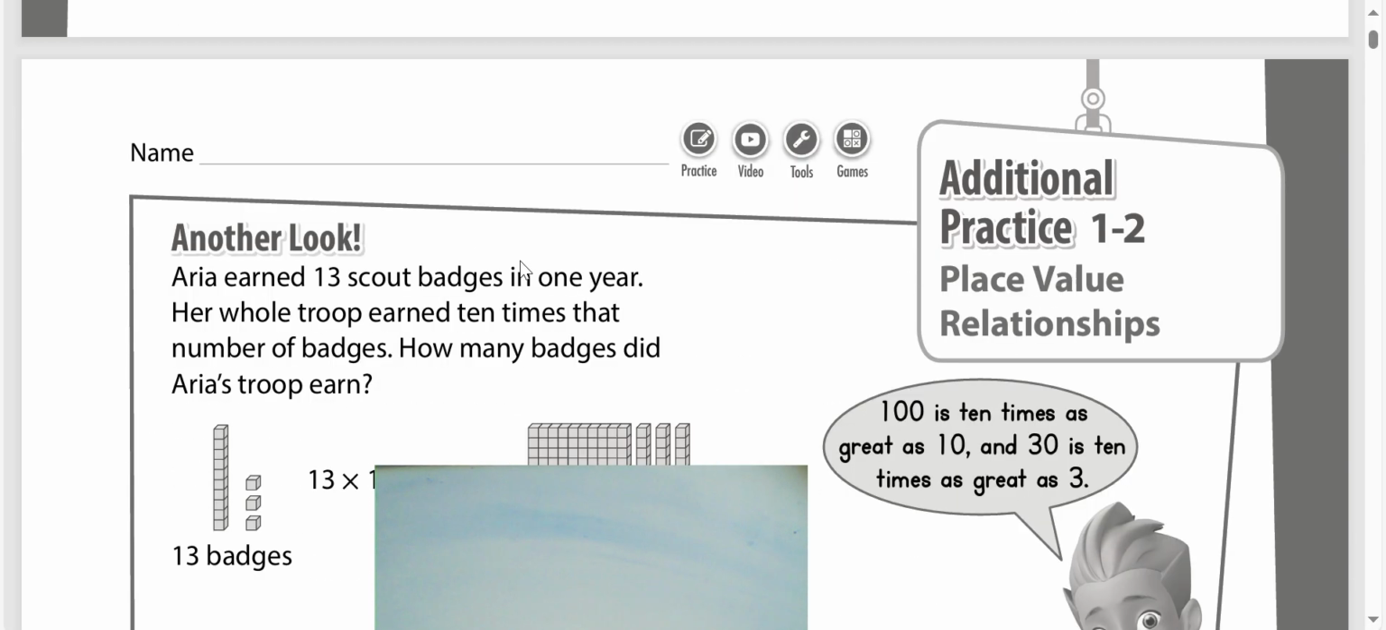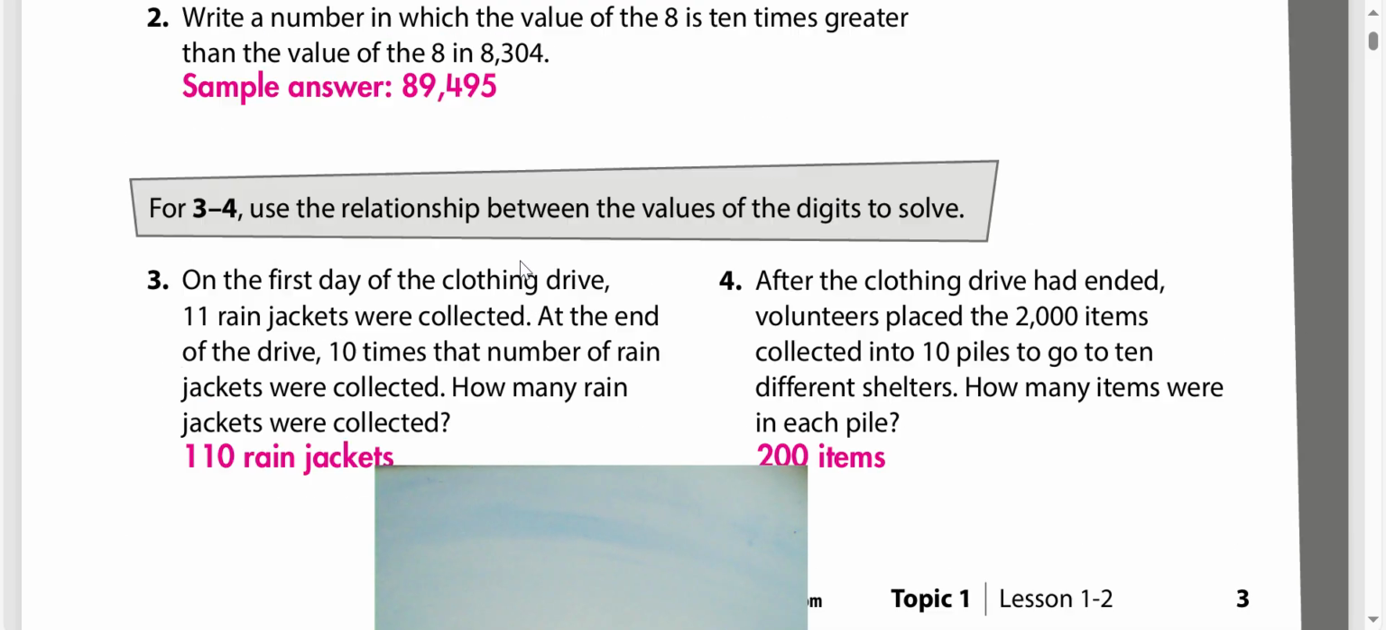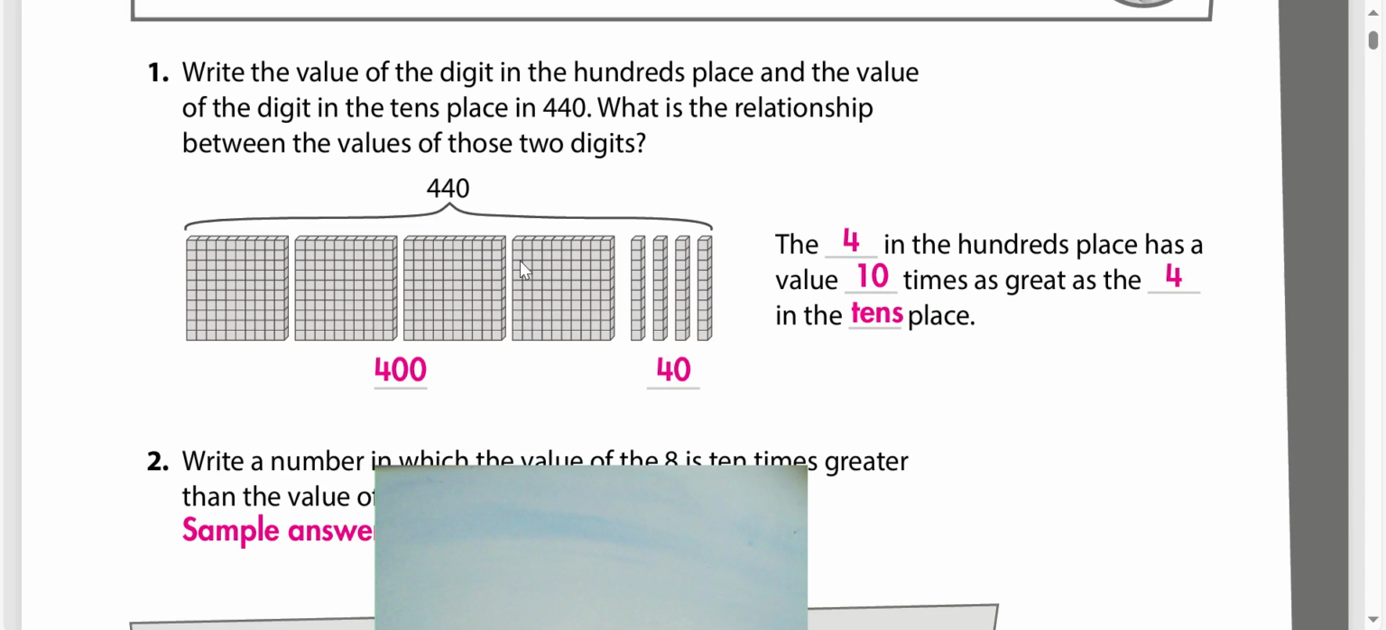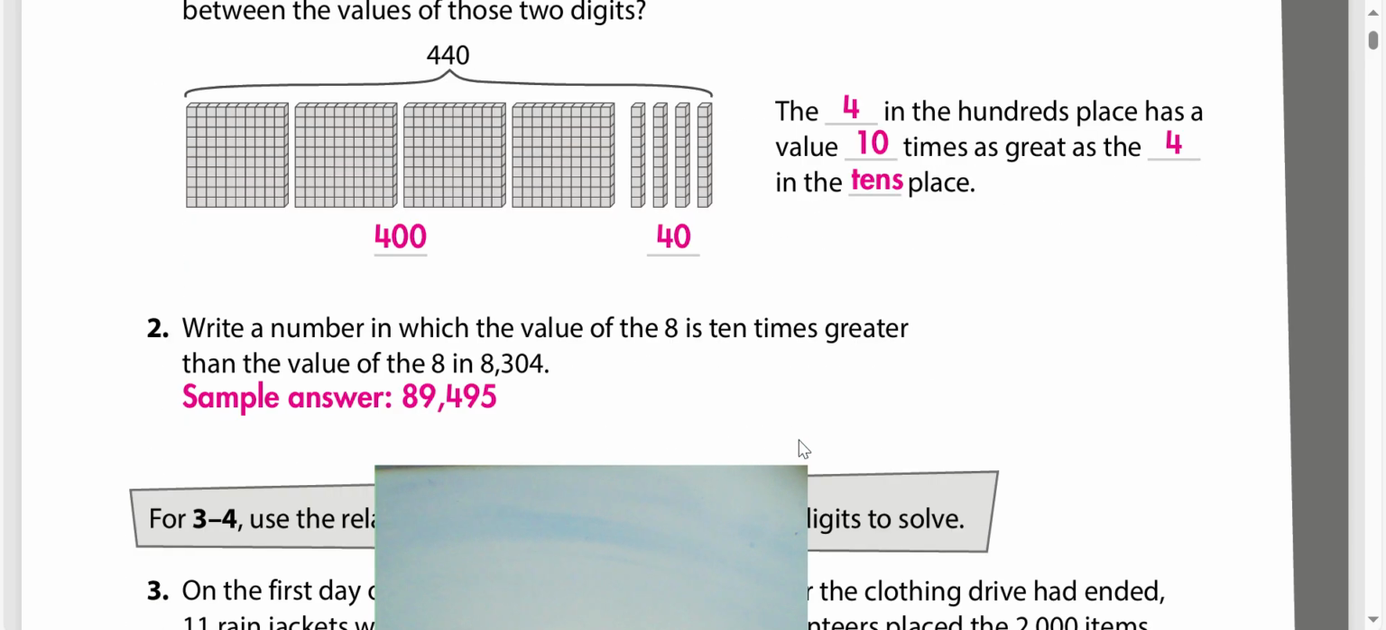Okay, next page. Talk about the value relationship between two numbers. Like the value of the digit 4 in the hundreds place has a value 10 times greater than the 4 in the tens place. 400 equals 10 times 40. Okay, write the number in which the value is 10 times greater than this number. We can write the number in the next place, the 10,000s place, like 89,495.